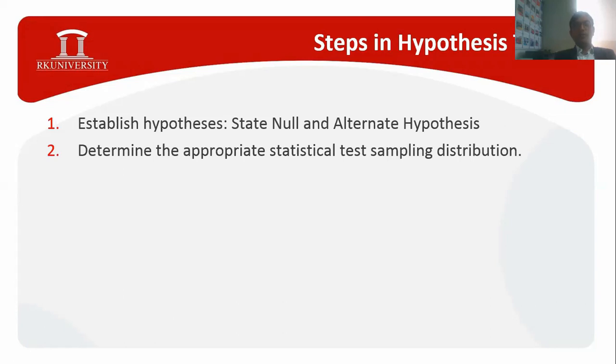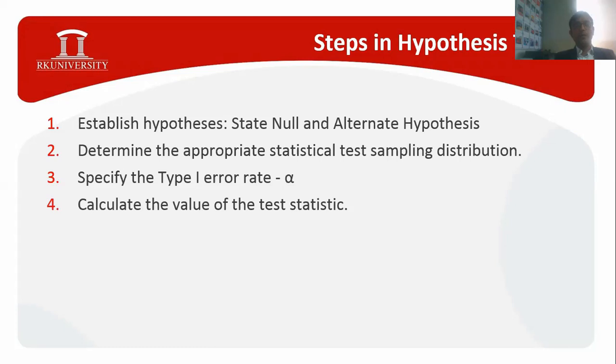Once he determines which test is going to be applied on the collected data, the third step during hypothesis testing is to specify or determine the type 1 error rate, which is generally denoted by alpha and also known as the level of significance. Once you have decided the level of significance, the next step is to calculate the value of the test statistic. That means if your test statistic is Z, then you need to find out the calculated value of Z. If your test statistic is T, then you need to find out the calculated value of T.